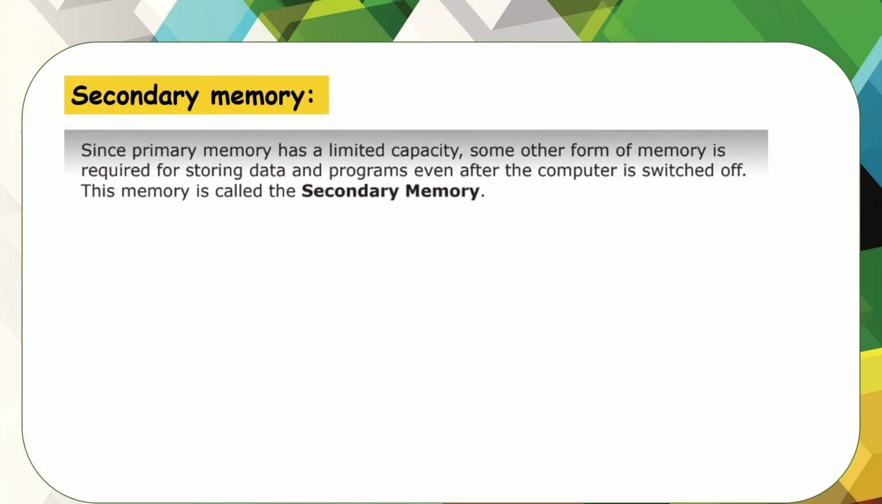Got it? Now coming to the secondary memory. What is secondary memory? Actually, since primary memory has limited capacity, some other form of memory is required to store the data and programs even after the computer is switched off. And this memory is called the secondary memory. Got it? This is the secondary memory.